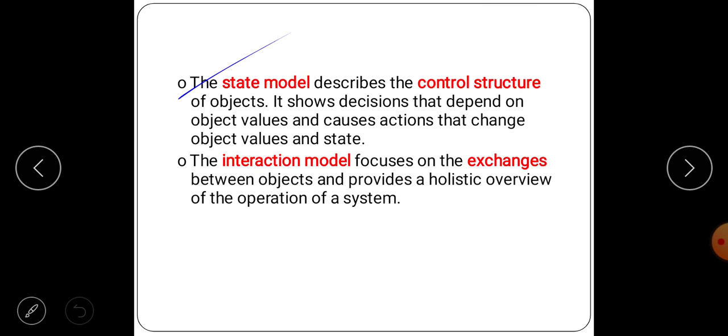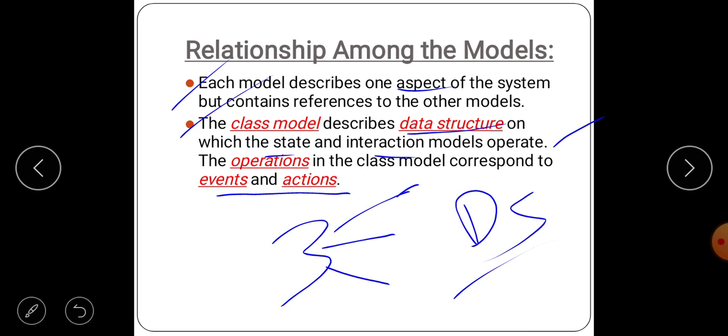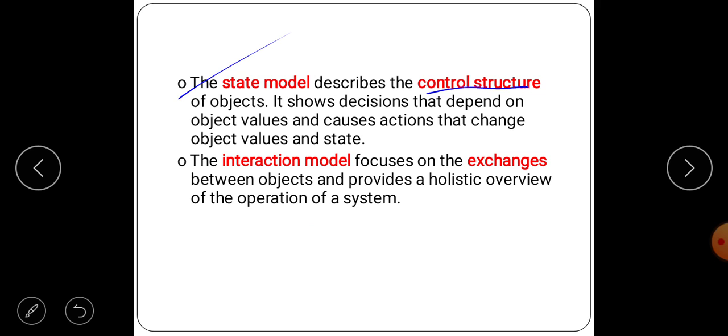The state model describes the control structure. Here the class model describes the data structure. In the same way, the state model describes the control structure of an object. It shows the decisions that depend on the object value and cause actions that change the object value and the state. Means using the control structure we change the object value and state.